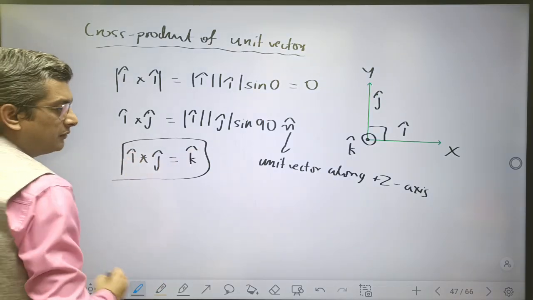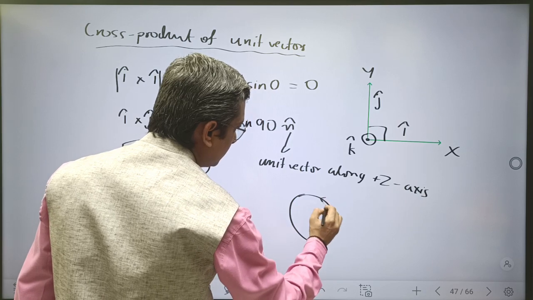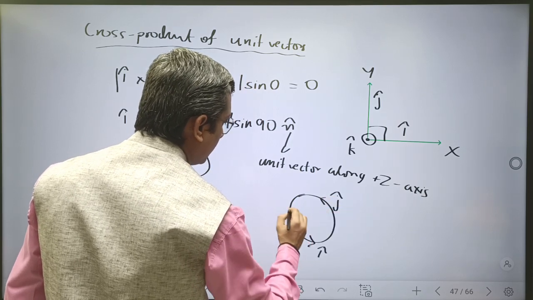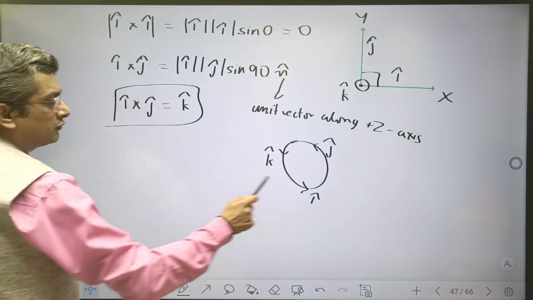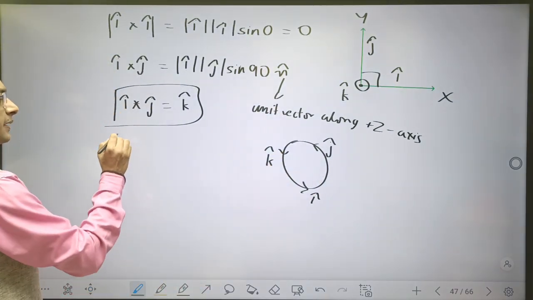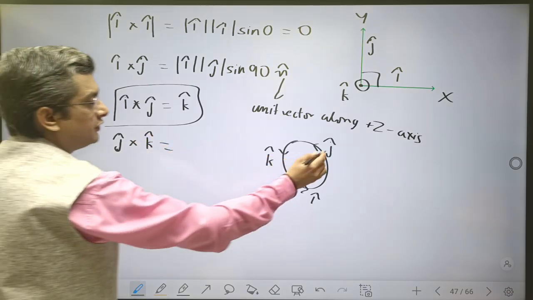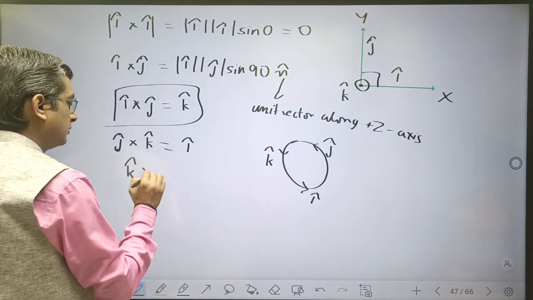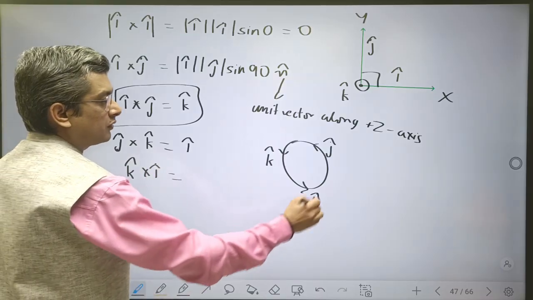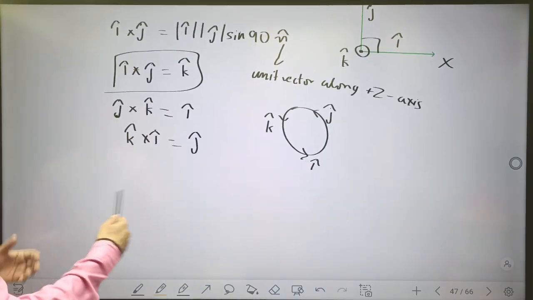So observe the pattern as I have written earlier. This is i cap, j cap, and this is k cap. If you go through the sequence, i cross j will become k, and similarly j cross k will become equal to i, and k cross i will become equal to j, isn't it? So these are the formulas.